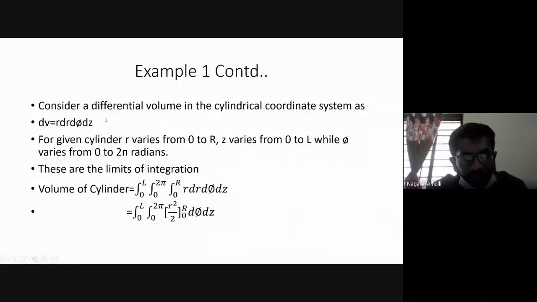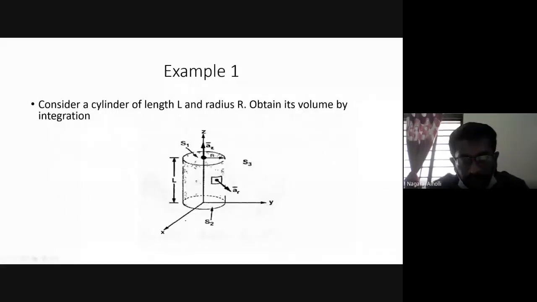Next, we have to find the limits of R, phi, and z. If you want to integrate, you have to know the limits, is it not? Now, what is the limit of R? Limit of R is from 0 to R. 0 is the lower limit and the upper limit is capital R. Similarly, what is the limit of Z? Z is from 0 to L. 0 is the base and capital L is the top surface. The length is capital L.